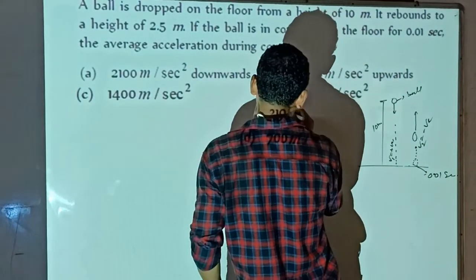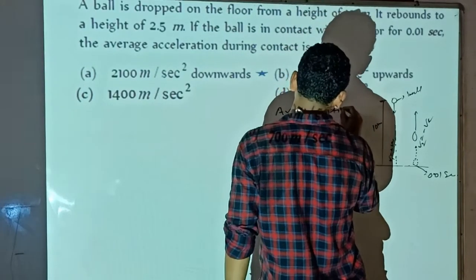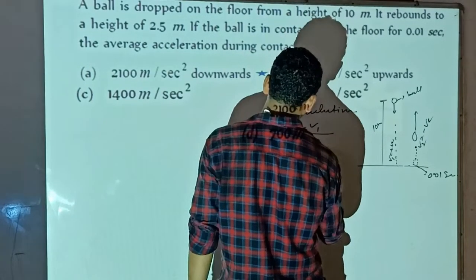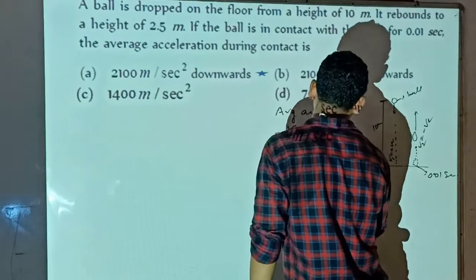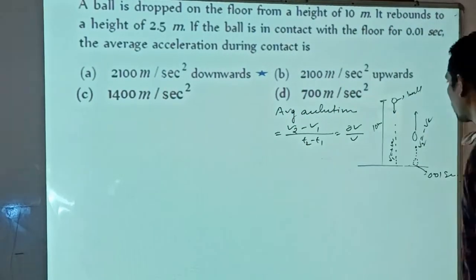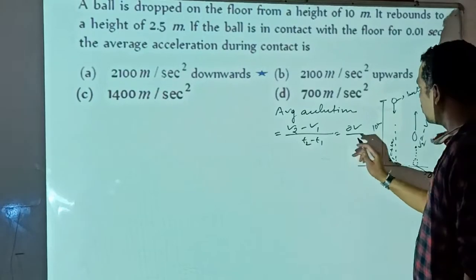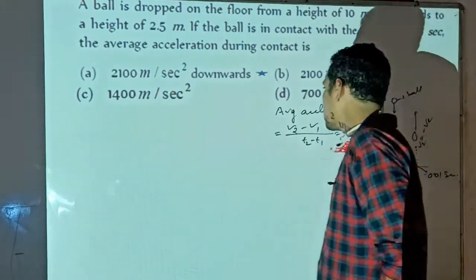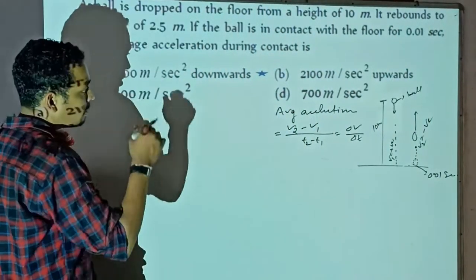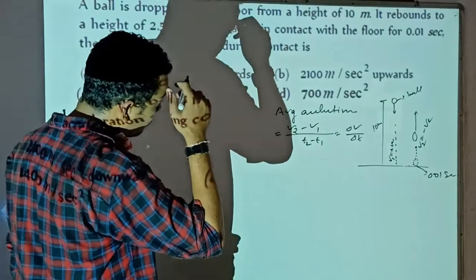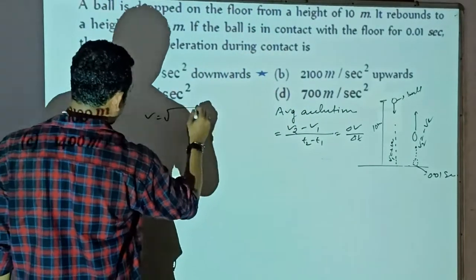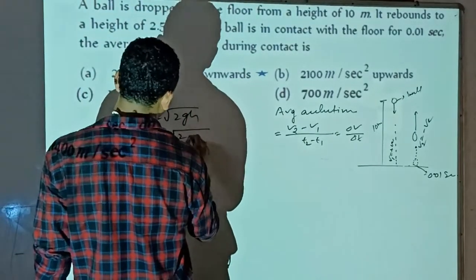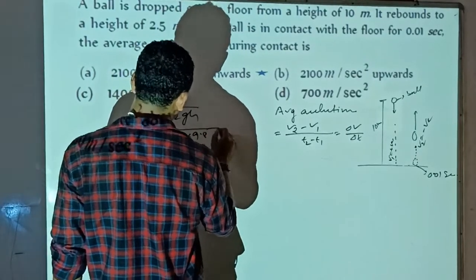Your formula of average acceleration is given by final velocity minus initial velocity divided by time, t2 minus t1, or otherwise you can write del v by t. So your job is to find the value of del v, and t has already been given, t is 0.1. So what will be the value of v1 and v2? To find v, v is given by root over 2gh for a free falling body. So your v is root 2 into g into h, we are taking g as 9.8.